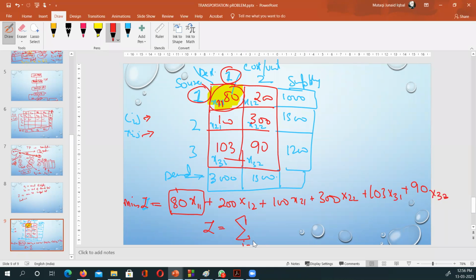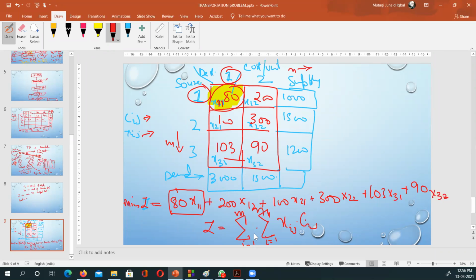I is equal to 1 to M, that means this much of suppliers, because we have M suppliers and we have N destinations. So I have to multiply them together. Summation of this into this, I is equal to 1 to N. What should I sum? I should sum X of ij multiplied by C of ij. So this is my summation formula for my objective function of transportation.